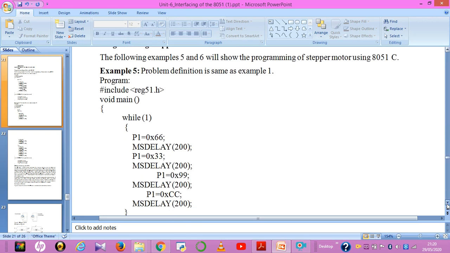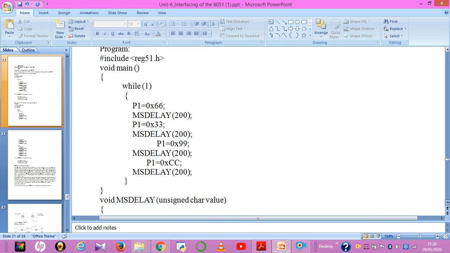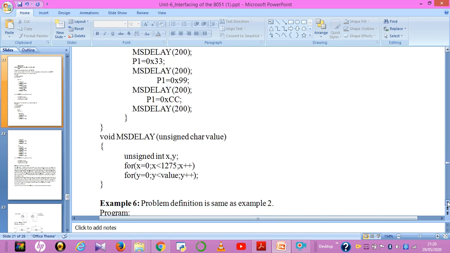Here I have written the same programs in C language. First, you have to add the header #include <reg51.h>, which is compulsory for all C programs. Next, you start with 66 for clockwise, followed by the delay. You have to send a total of 4 values for 4 windings, and you have to add the delay for every winding. Next, I have written the delay program.